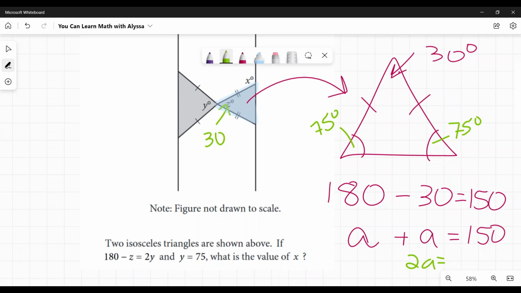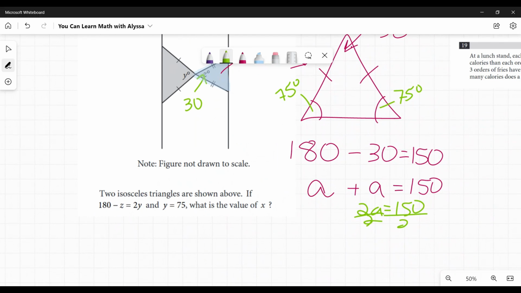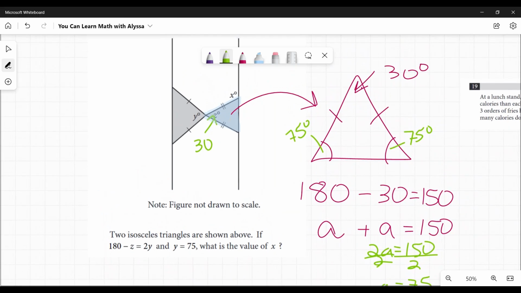If you want to see that written out, 2a equals 150, and you divide both sides by 2, a equals 75. There it is written out.